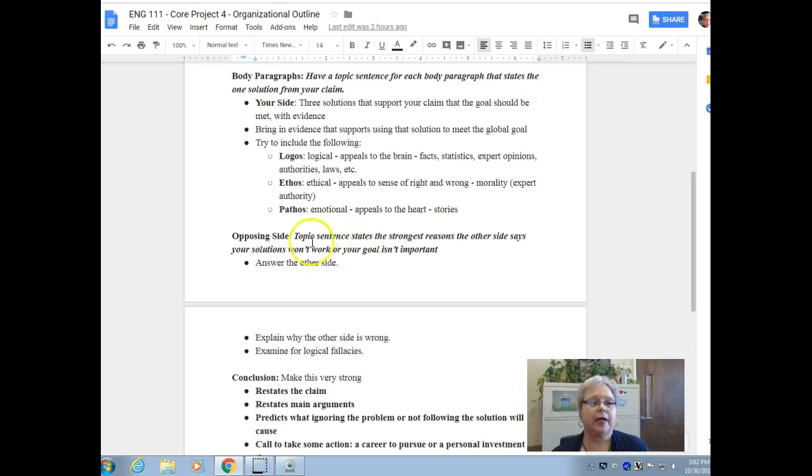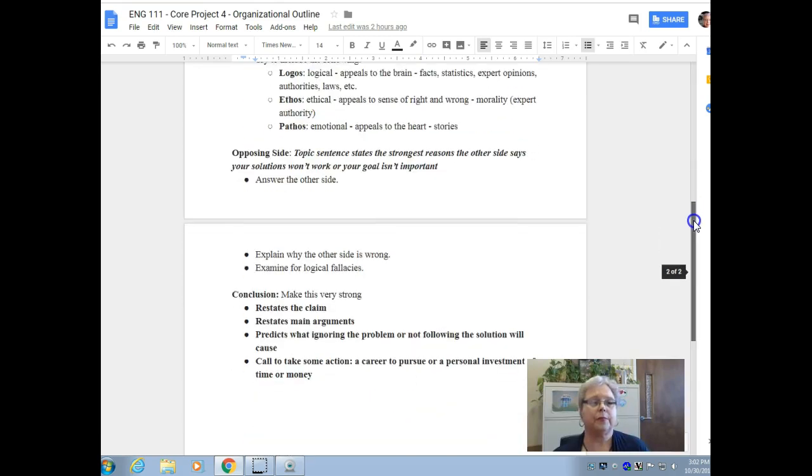The opposing side, your topic sentence states the strongest reasons from the other side that says your solutions won't work or your goal isn't important. And so you want to answer the other side. You're going to explain why the other side is wrong, and you're going to examine it for logical fallacies, which we'll do some work on next week.